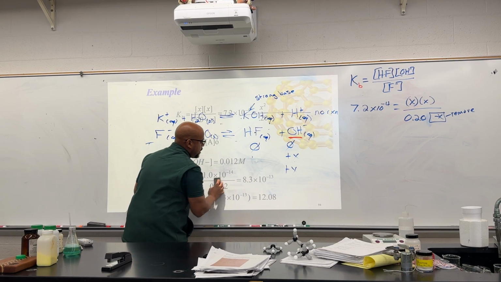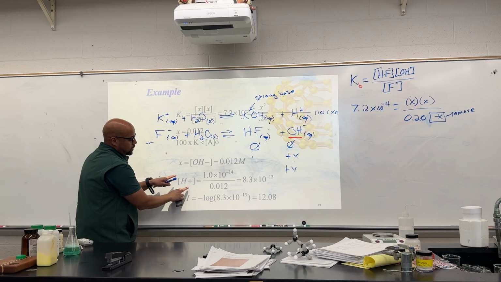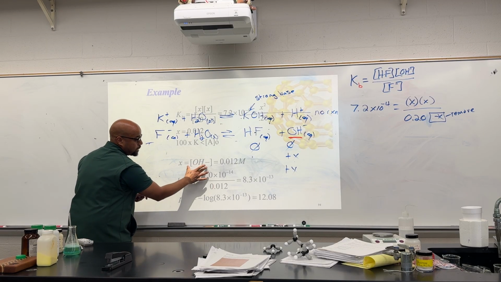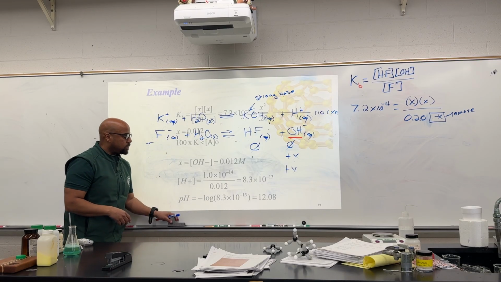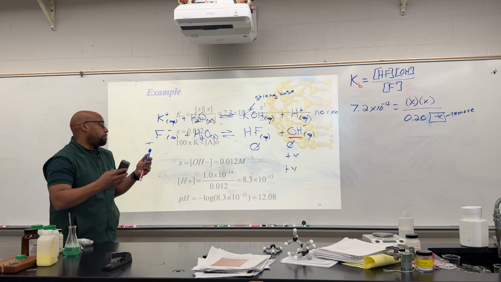And once again, I've got my hydroxide concentration. I can use this way of doing it, or I can take the negative log. Once again, multiple ways to get there. But also we're going to find that the pH is going to end up being 12.08. Simple enough.